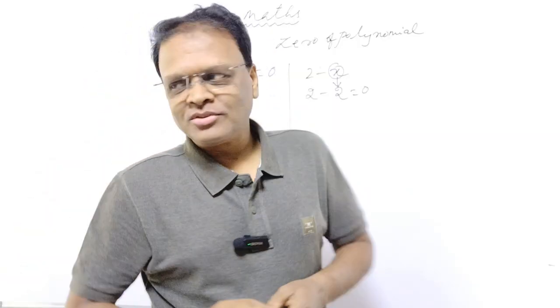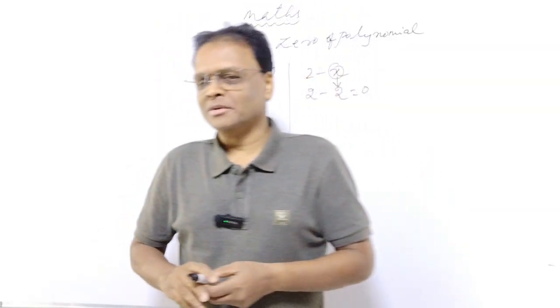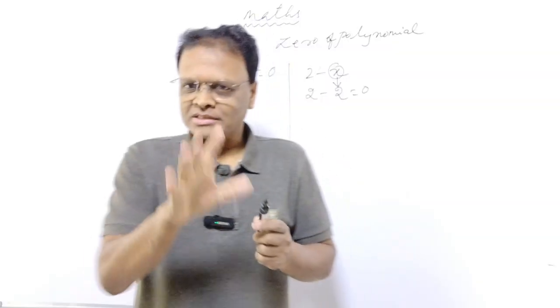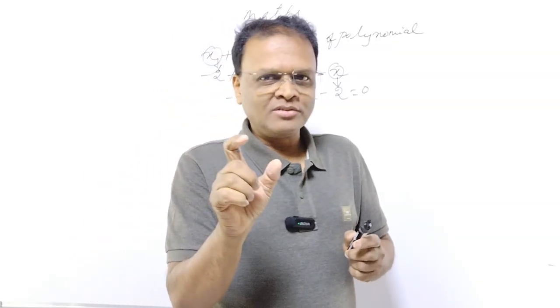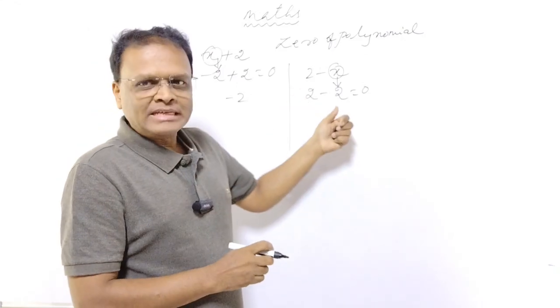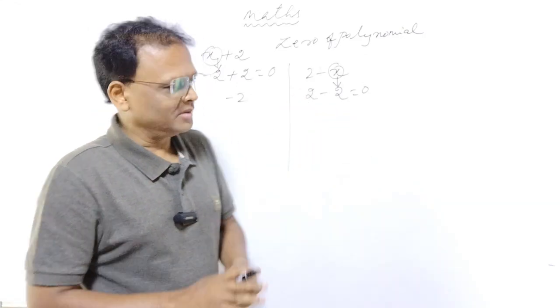In simple language, what is the 0 of the polynomial? It is the value I have to write in place of x so that my expression, my polynomial, becomes 0, and hence this 2 is called the 0 of the polynomial.